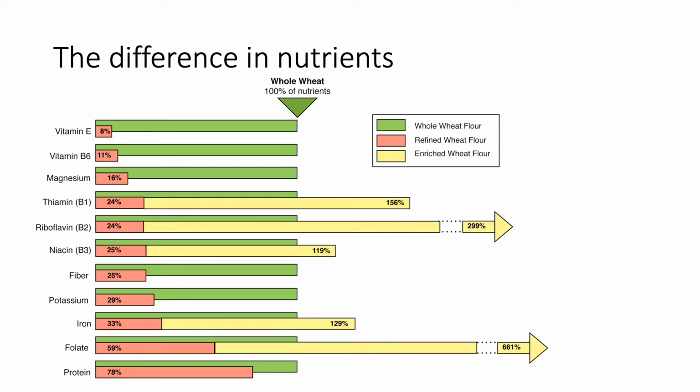And then the yellow is enriched. That means that it's been stripped of its nutrients, and then they add back a few more. And you'll see here that it's actually missing a lot of its original nutrients, but you'll see that some of the B vitamins have been added back, exceeding its original amount, as well as iron and folate.